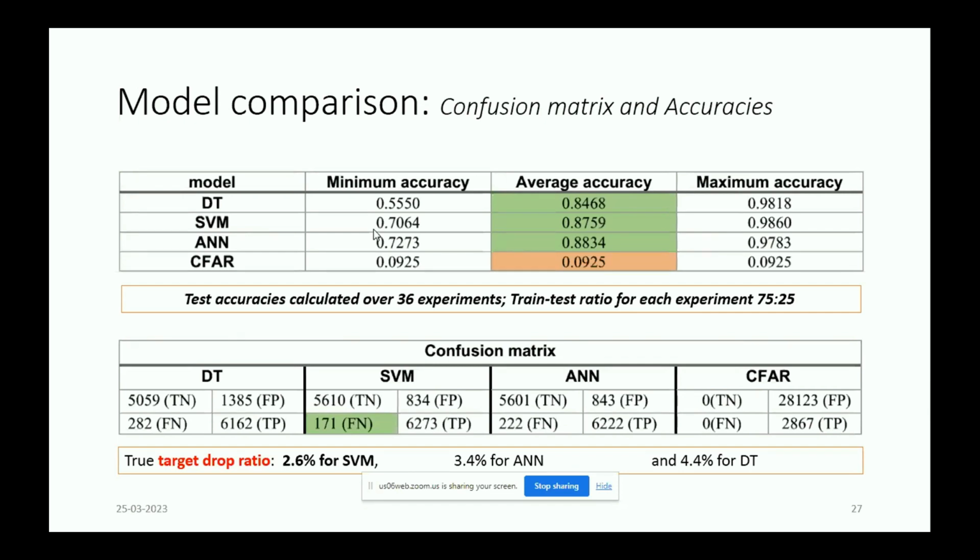These false negatives are important because in critical applications, a false negative means you are losing the target for one or two scans in between. So that can lead to a drop of the target. This was the least for the SVM, and the most was for the decision tree.